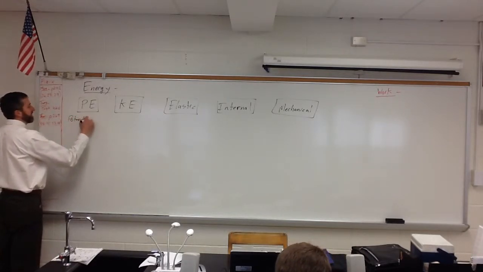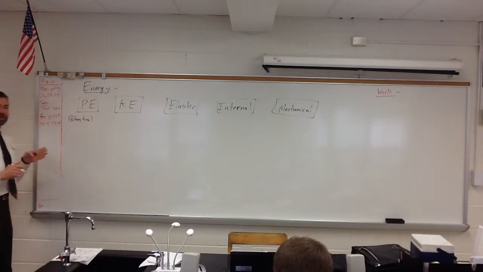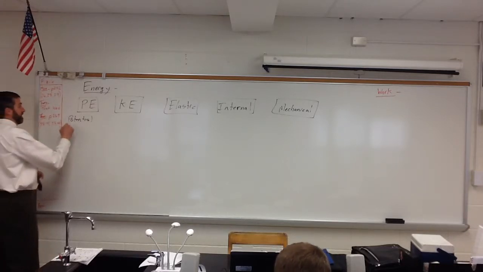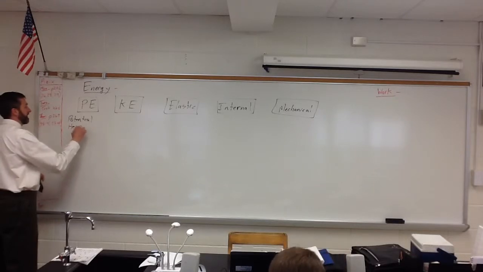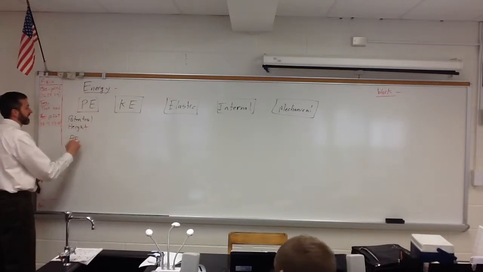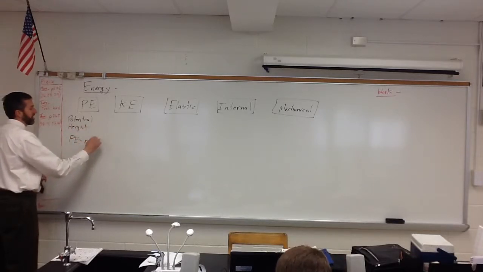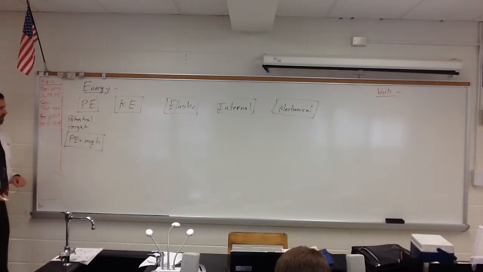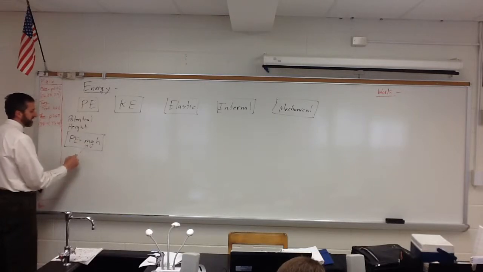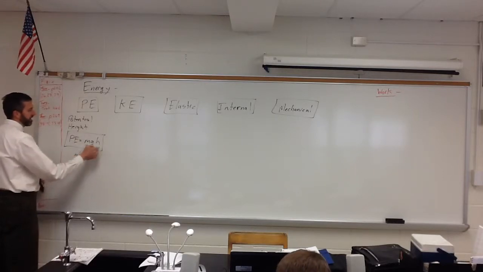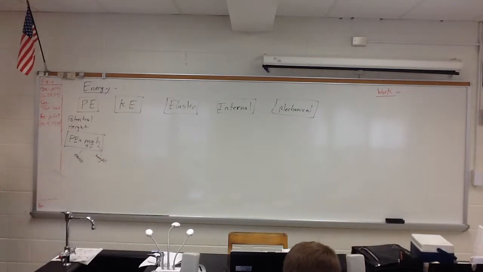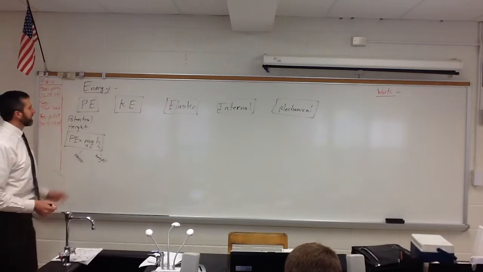Now, potential energy is energy that's based on your height above the Earth's surface. So it's a height-based energy. And the equation goes, potential energy is m times g times h. That's a reference table equation. So m is mass, g is gravity, h is height. There's really nothing that tricky about that. You've seen it before in probably middle school science.